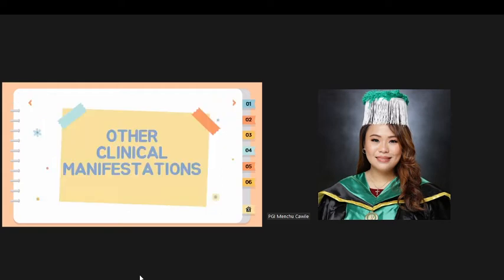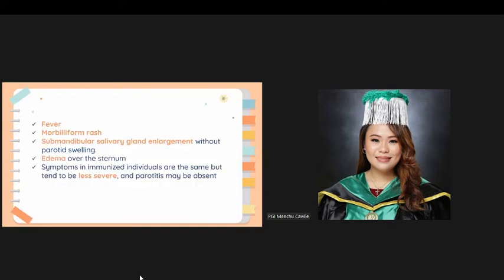For other clinical manifestations, fever and the other systemic symptoms may resolve in 3 to 5 days. Morbilliform rash is rarely seen. Submandibular salivary gland enlargement may occur without parotid swelling. Edema over the sternum may occur as a result of lymphatic obstruction. Symptoms in immunized individuals are the same, but tend to be less severe and parotitis may be absent.